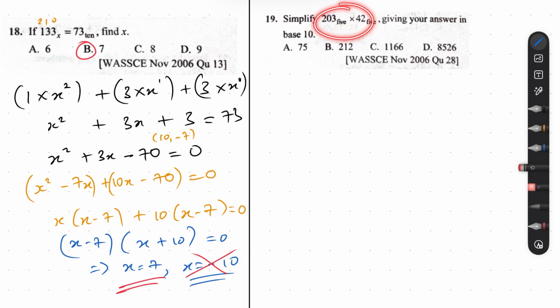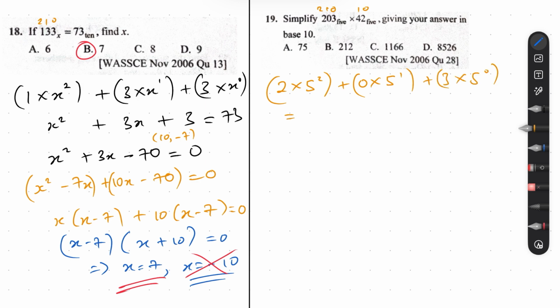How do we convert this to base 10? We first number the digits 2, 1, 0. Then we convert it to base 10. So 2 times 5 squared plus 0 times 5 exponent 1 plus 3 times 5 exponent 0. That will give us 25 times 2, which is 50, plus 0 plus 3, which is 53.